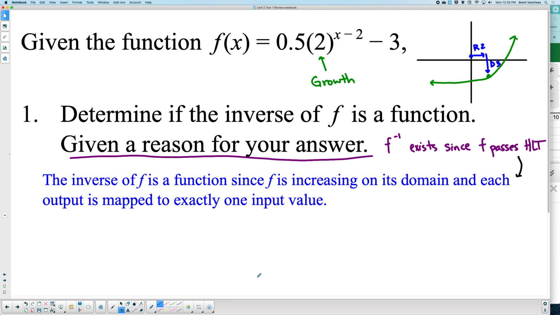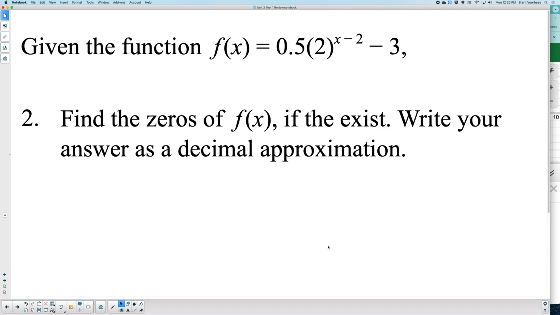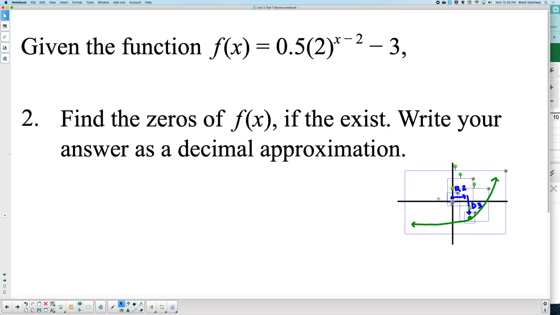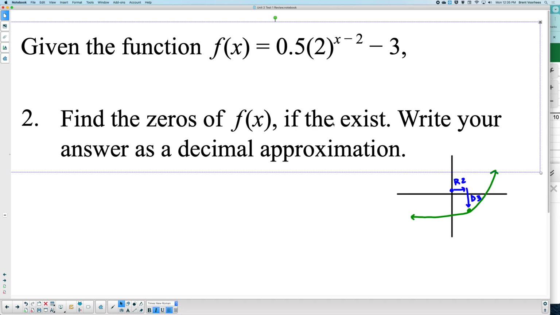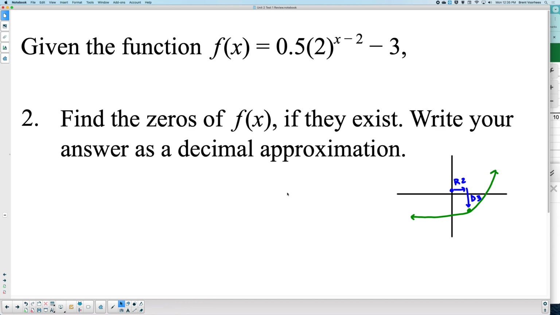Now let's go to part 2. I told you this is a 4-part question. In your next slide, we have part 2 and 3. I'm going to copy the graph because I think I'm going to need it on the next slide. Part 2 says find the zeros of f if they exist. Write your answers as a decimal approximation.